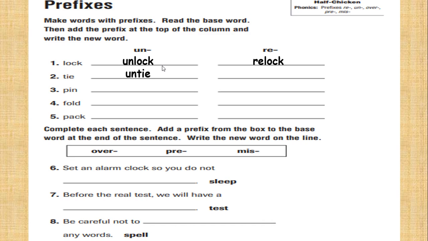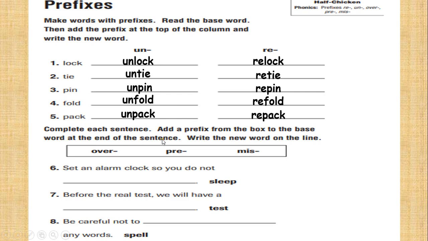Untie. Retie. Unpen. Repen. Unfold. Refold. Unpack. Repack. Kids, you have to pay attention that we add the prefixes to the beginning of the base word, like this. Unlock, relock, untie, retie, unpen, repen, unfold, refold, unpack, repack.